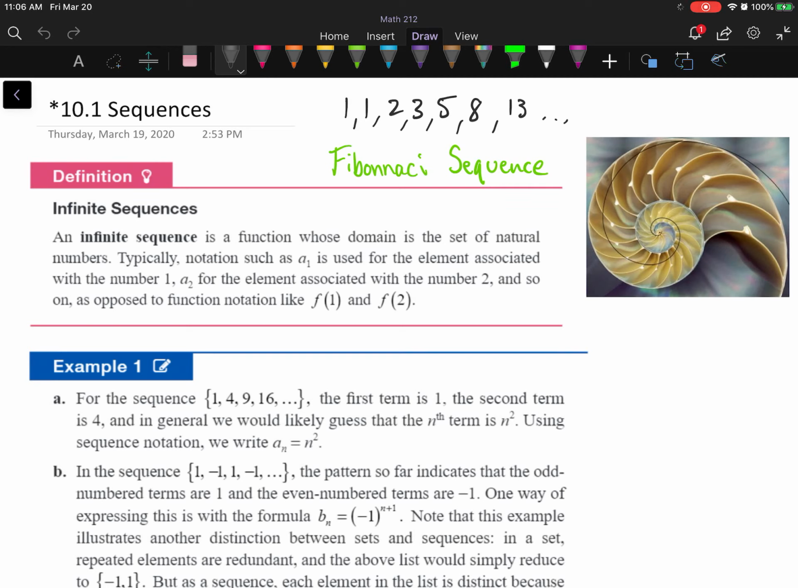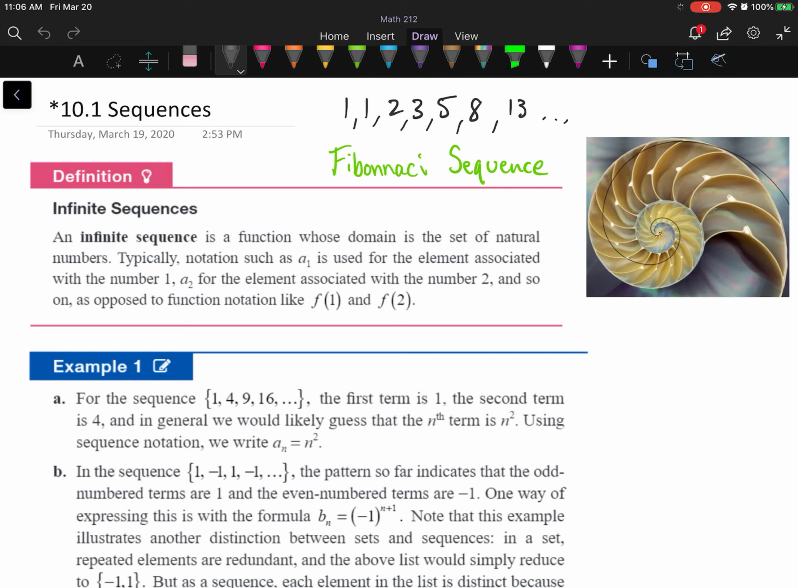All right, you may notice that I have a sequence here called the Fibonacci sequence, and it's made up of the terms 1, 1, 2, 3, 5, 8, 13, so on and so forth. This sequence is famous because of its relationship to the golden ratio, phi, and often Fibonacci numbers are found in nature, just like the shell that you see here on the right.